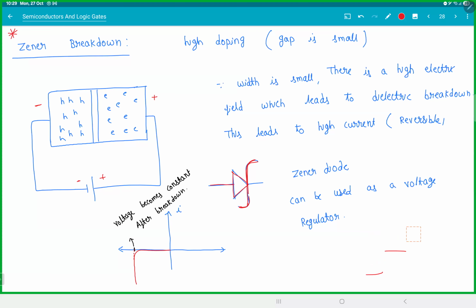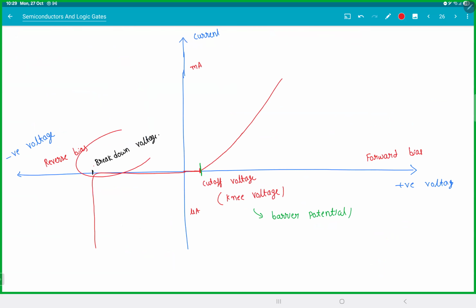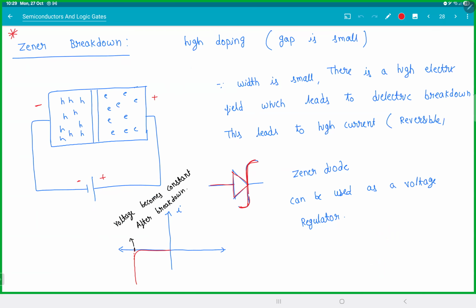And the best part about this, look at the graph. Did you see this graph at the breakdown voltage? After the breakdown voltage, no matter what you try to do, current will increase, but voltage will never change. So this gives you a very interesting property. You can use this as a voltage regulator. If you take a Zener diode, we will see some pretty good questions in the next class, but understand.